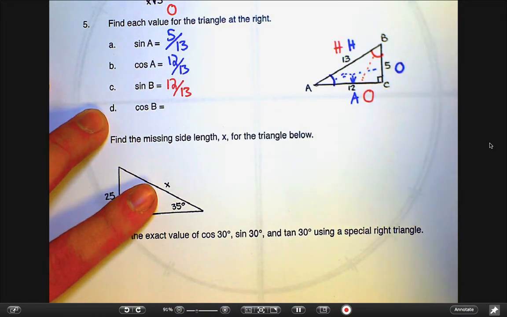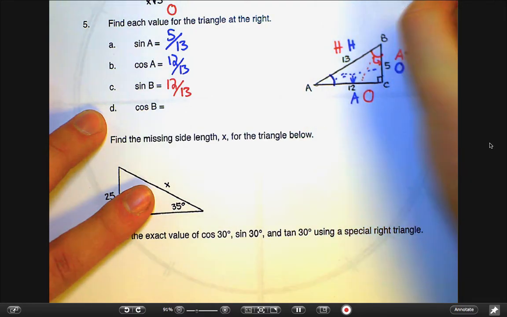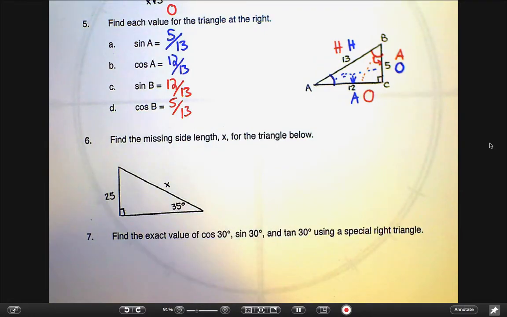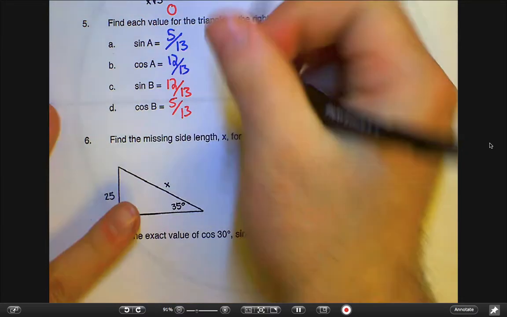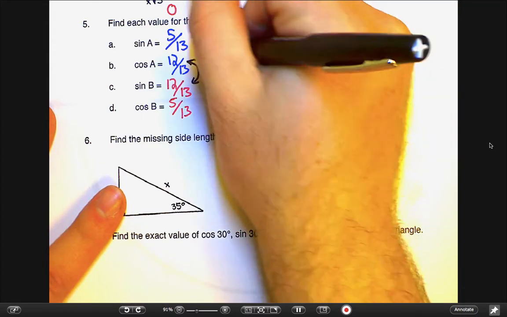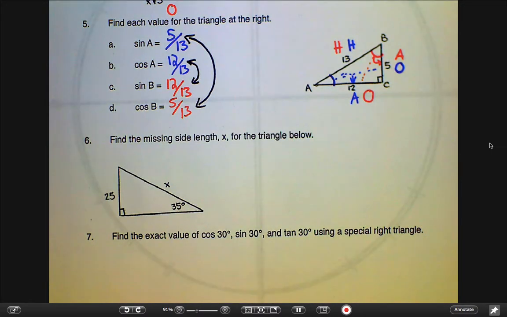Okay, part D is the cosine of B. Cosine of B is again going to be the adjacent side, which here is going to be the 5 over the 13. Now hopefully you can start to see some patterns here. We have some numbers that are showing up a couple times. So cosine of A and sine of B are actually the same, and then sine of A and cosine of B are also the same.